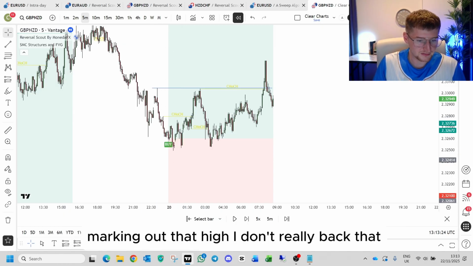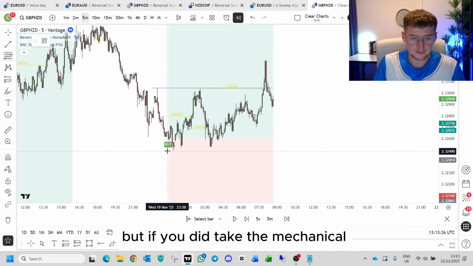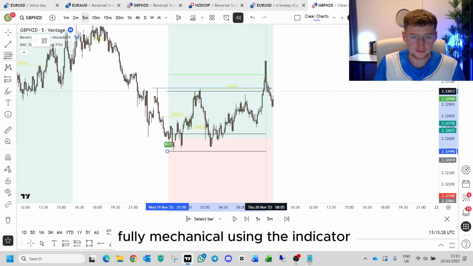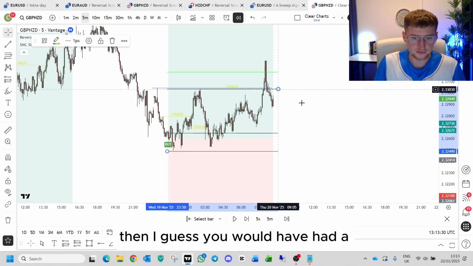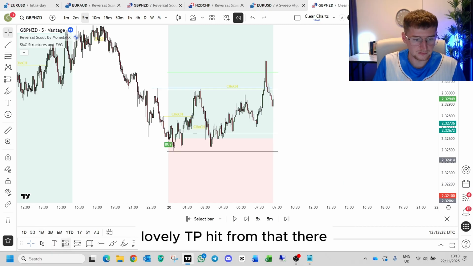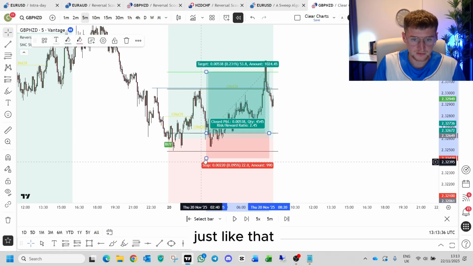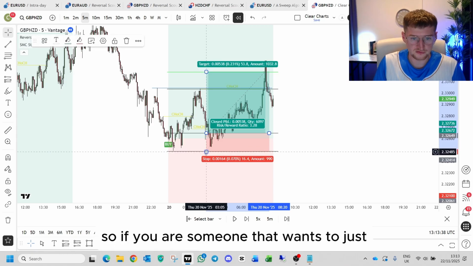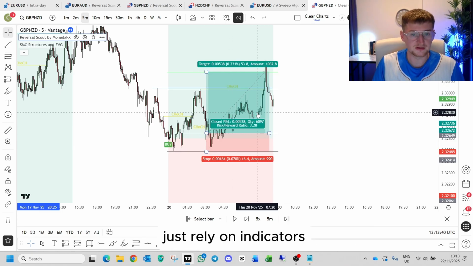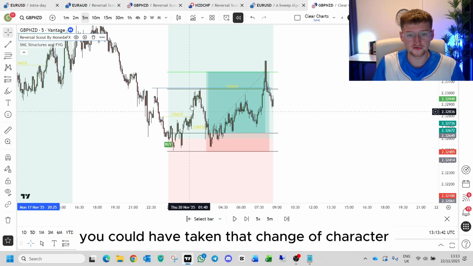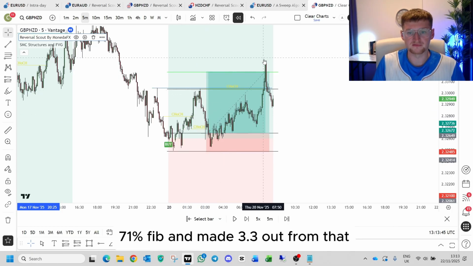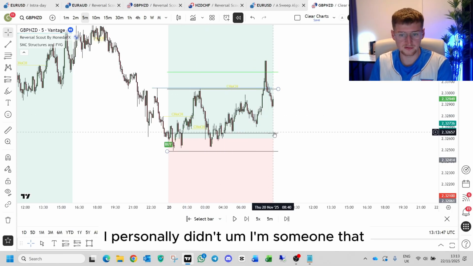I don't really back that, I don't believe that, but if you did take the mechanical, fully mechanical, using the indicator, then I guess you would have had a lovely TP hit from that there, just like that. So if you are someone that wants to just rely on indicators, you could have taken that change of character, 71% fib, and made 3.3R from that. I personally didn't.